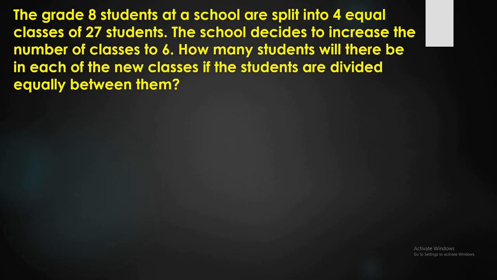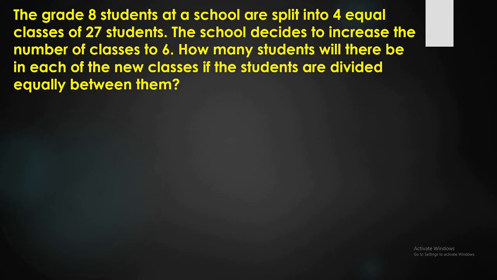Here you go. Grade 8 students at a school are split into 4 equal classes of 27 students. So, in a school na ay gihimo nga upat ka classes or upat ka sections nga ang taga-klase na ay tag 27 students. Now, the school decides to increase the number of classes to 6. So, instead of having 4 classes, gihimong 6. So, meaning, dili na natag 27 ang estudyante kada klase, mausab na.